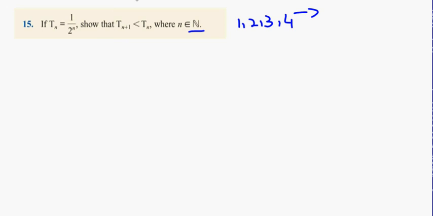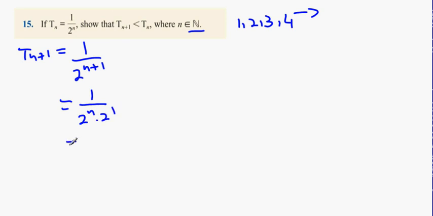Okay, so what we're going to do is find out what T of n plus 1 is. T of n plus 1 is equal to 1 over 2 to the power of n plus 1. Now remember, 2 to the power of n plus 1 is basically 2 to the power of n by 2 to the power of 1, so it's 1 over 2 times 2 to the n. Okay, same thing. Now we have to prove that this is smaller than 1 over 2 to the power of n.